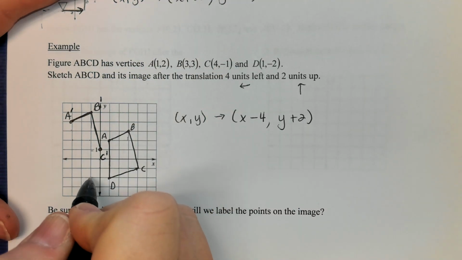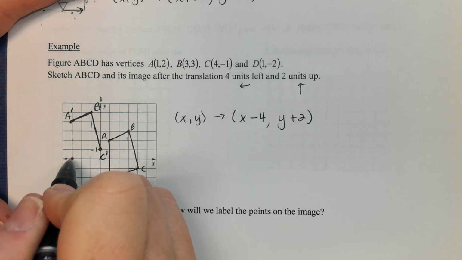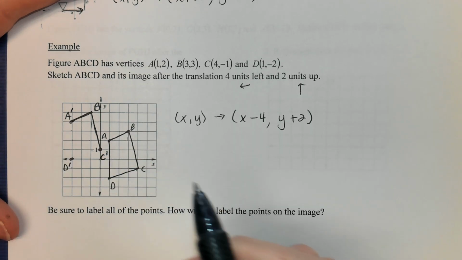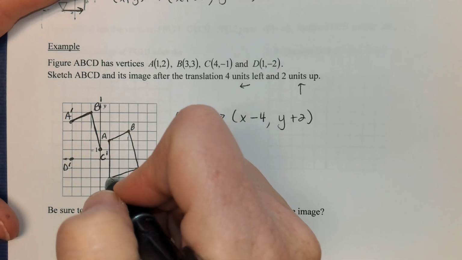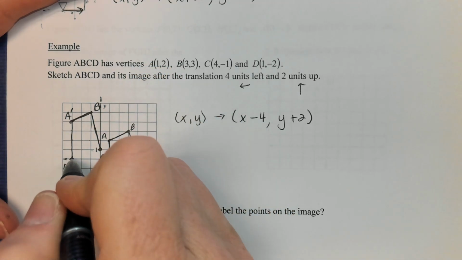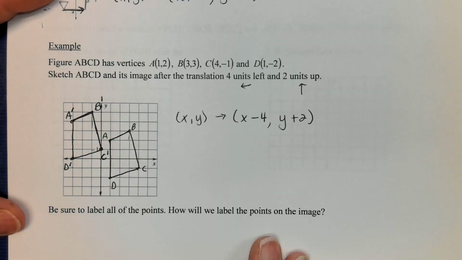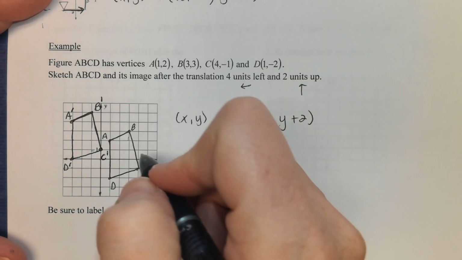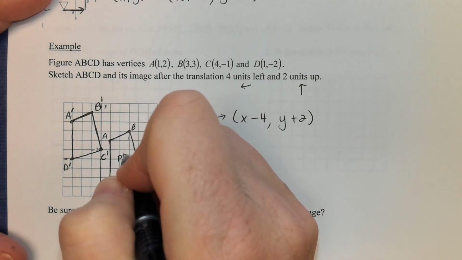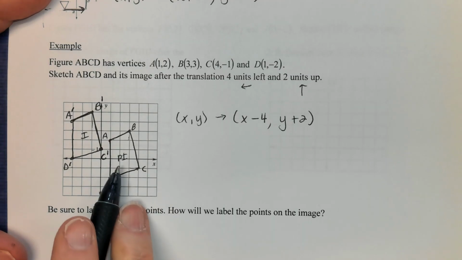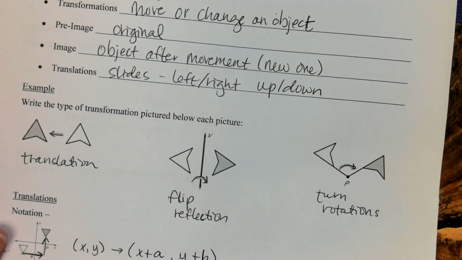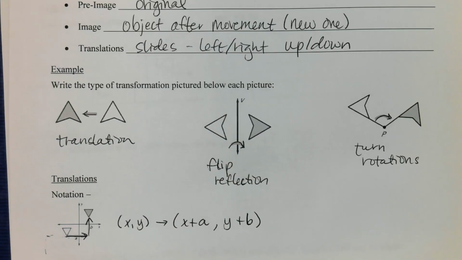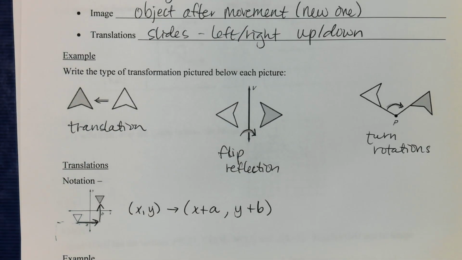My D has to go left 4 and then up 2. So this should be my new D'. And from A to D, it's straight down. Perfect. Straight down 4, straight down 4. So there's my new shape. This was my original. This was my pre-image. This was my image. That's my original. That's my new one. Oh, that was it. I thought there was more on there. So that's translations. You're just sliding pictures around on a graph.